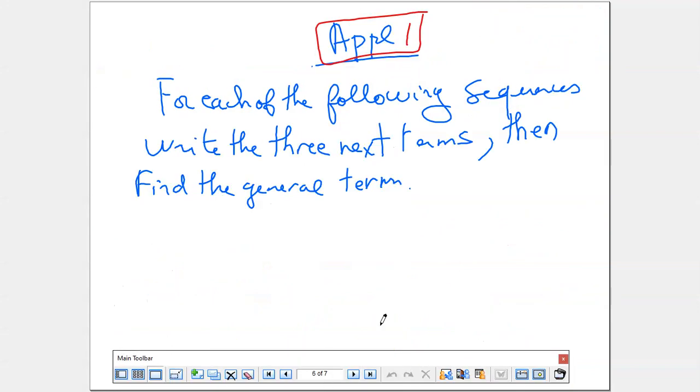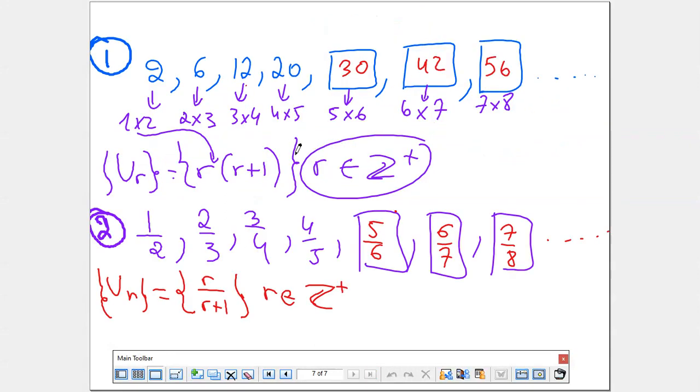Now let's do some application. For each of the following sequences, write the three next terms, then find the general term. So I need to find Un is equal to what? If I give you the first example, I have 2, 6, 12, 20. What's happening here to get each term? 2 is what? 1 times 2. 6 is what? 2 times 3. 3 times 4, 4 times 5, 5 times 6, 6 times 7, 7 times 8. And then it goes on, 8 times 9, 9 times 10. But I need to find the relation.